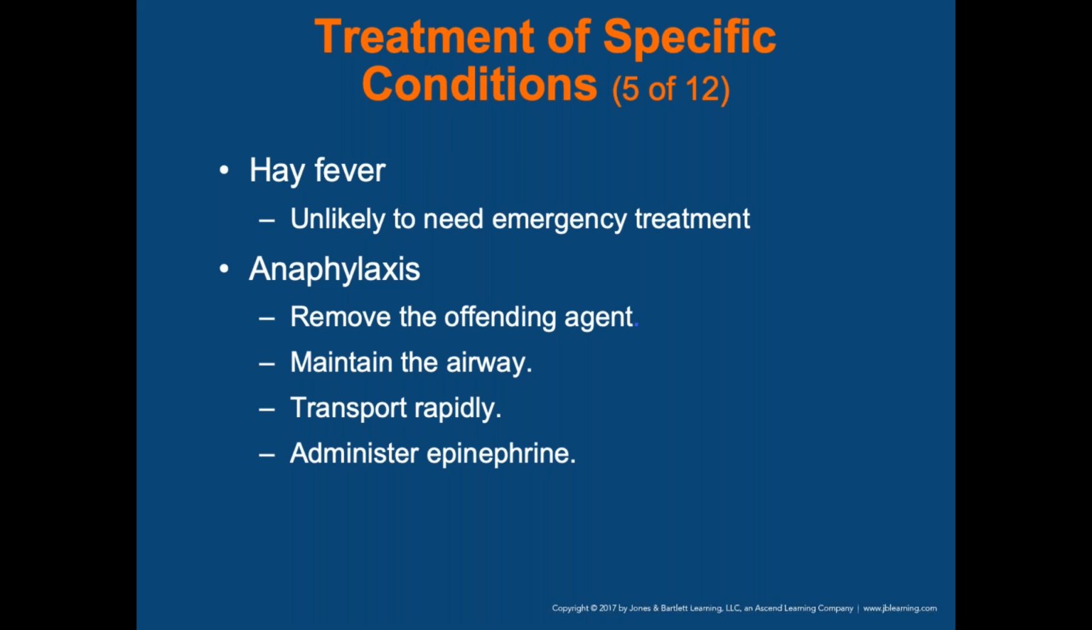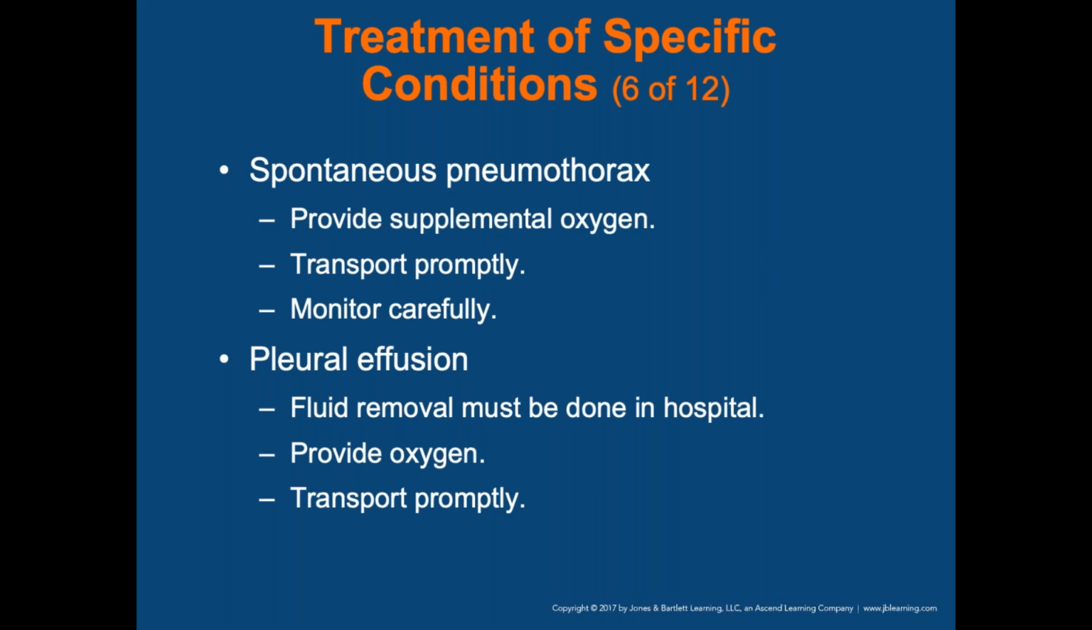One of the other causes of anaphylaxis, or one of the other symptoms, would be angioedema, and you'll start seeing swelling of the tongue, and that can cause a complete airway obstruction. Spontaneous pneumothorax, same thing with pleural effusion. Fluid removal must be done at the hospital. They can't do it in the back of an ambulance. These patients just need to get to a hospital sooner than later.